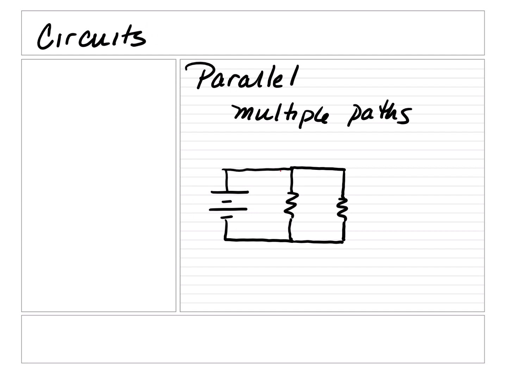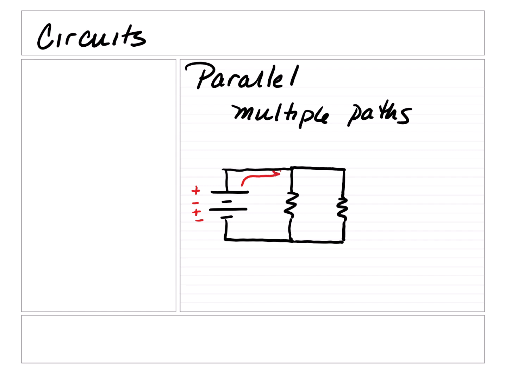Parallel circuits allow current to travel through multiple paths. And again, the high potential is the longer plate. The shorter plate is low potential. Current again will flow clockwise from high potential to low potential.